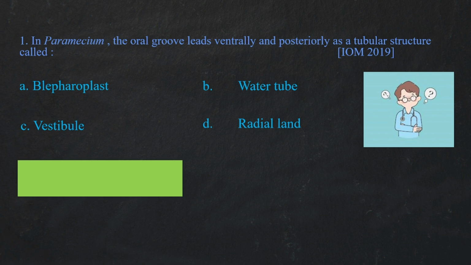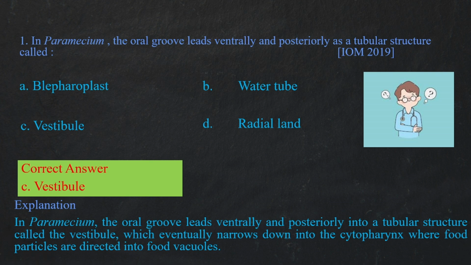The correct answer is option C. Vestibule. In Paramecium, the oral groove leads ventrally and posteriorly into a tubular structure called the vestibule, which eventually narrows down into the cytopharynx, where food particles are directed into the food vacuoles.